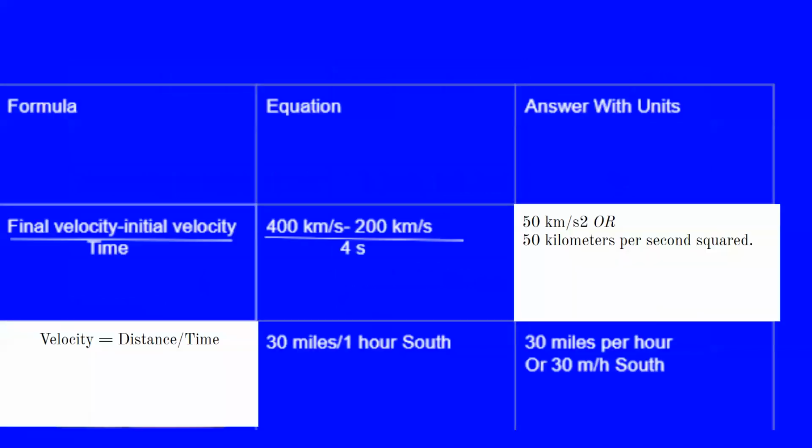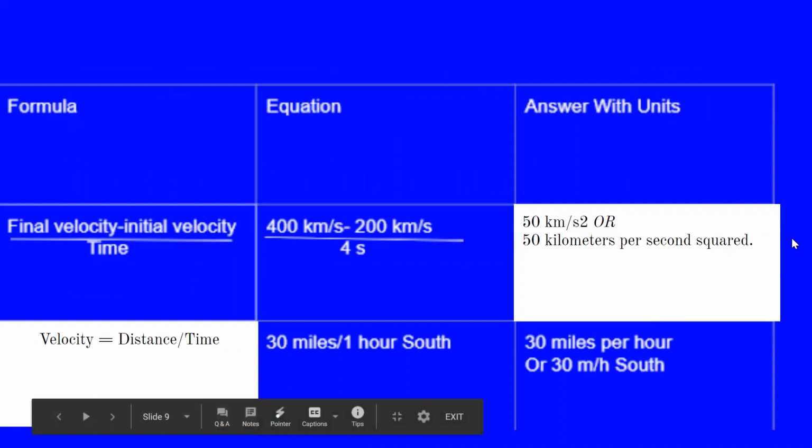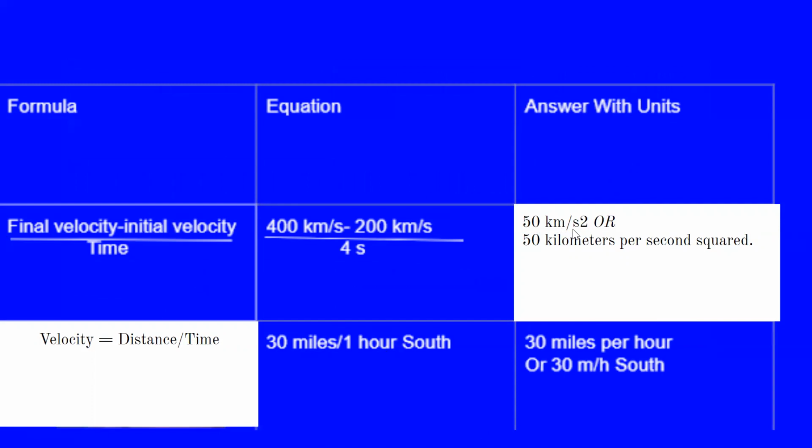Great. Let's see if you're right. So here we were talking about the top row, acceleration. I gave you that answer, or maybe you arrived at that answer, right? If you got 50 kilometers per second squared, amazing, did a great job. You have 400 minus 200, which is obviously 200, right? 200 divided by 4 is 50 kilometers per second squared. Please remember when you're looking at and dealing with acceleration, squared has to always be there or your answer is wrong. All right.